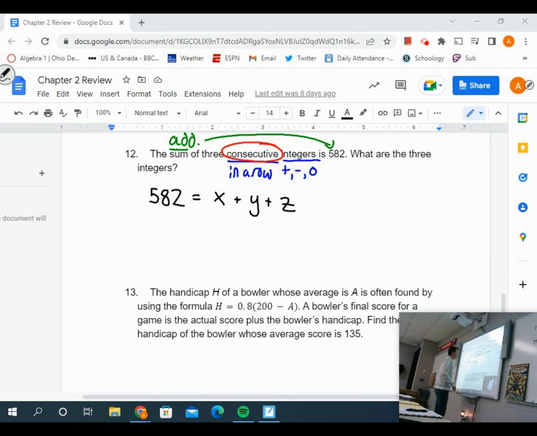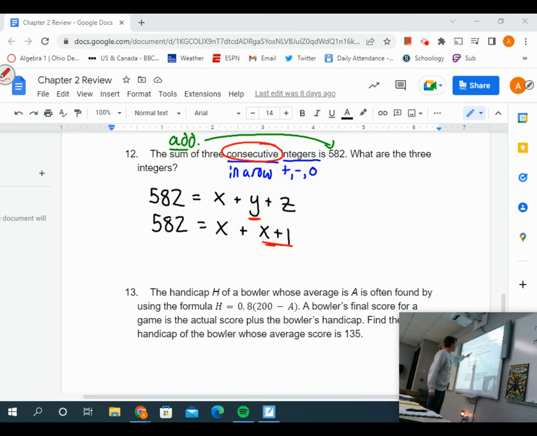So let's say, for example, we knew that x needed to be 3. Well, then we would know y was 4 and z was 5. Another way of thinking about that is what? If x is our smallest number, then y has to be 1 more than x. So I can rewrite y as x plus 1.